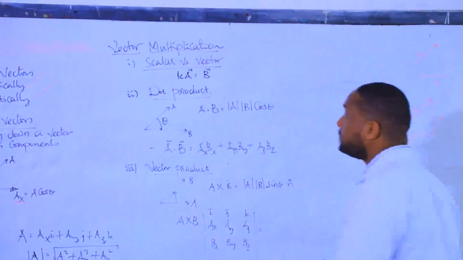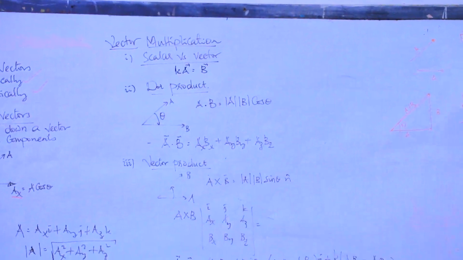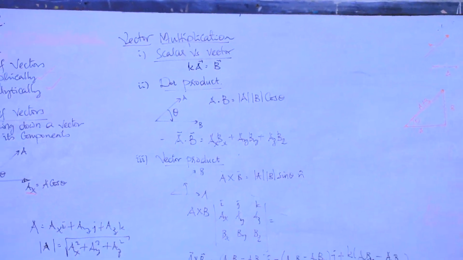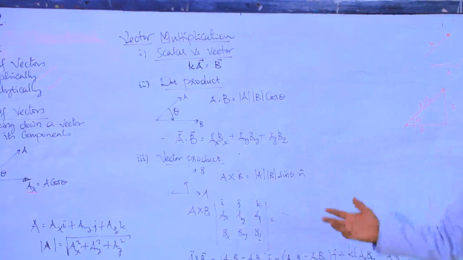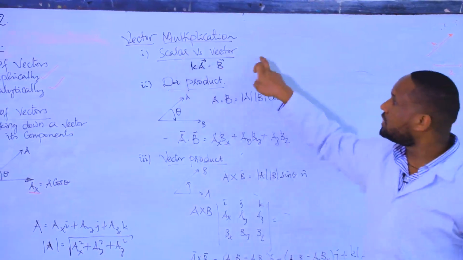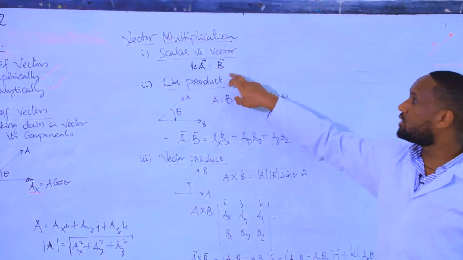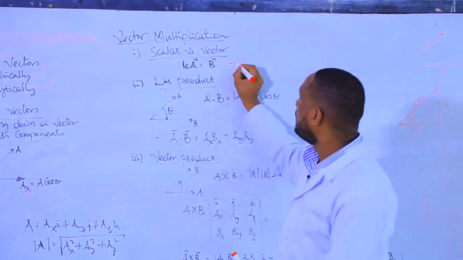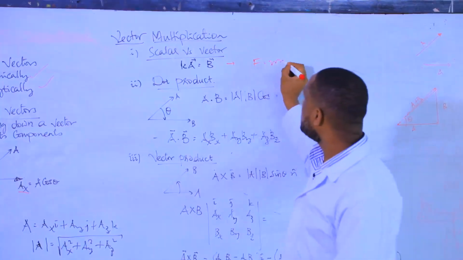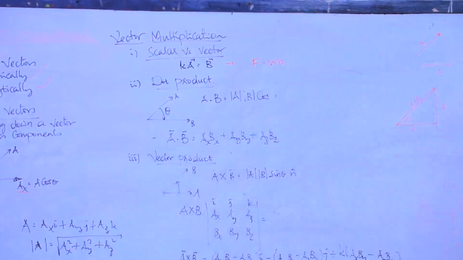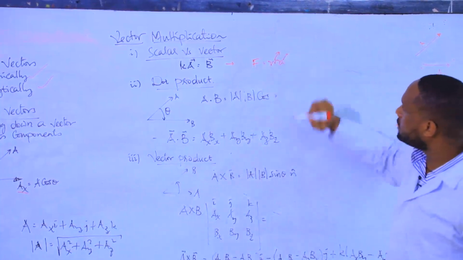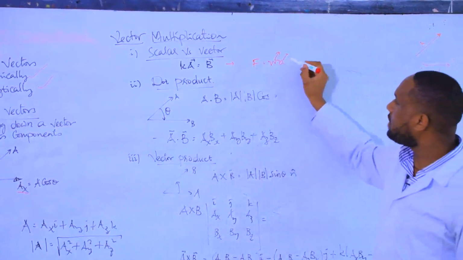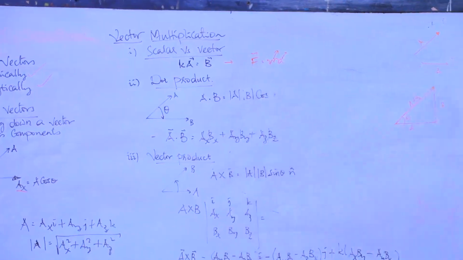When we come to vector multiplication, we have three kinds of multiplication in vectors. The first one is multiplying a vector with a scalar. Multiplying a scalar with a vector results in another vector. We can give an example for this, like force is equal to mass times acceleration from Newton's second law of motion. As you can see, mass is a scalar, but acceleration is a vector. So a scalar multiplied by a vector gives us another vector.